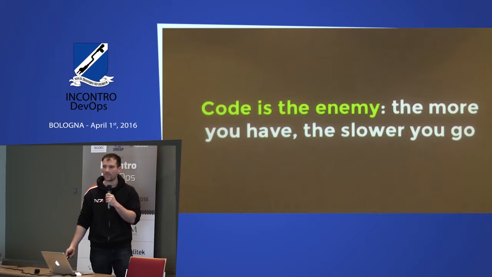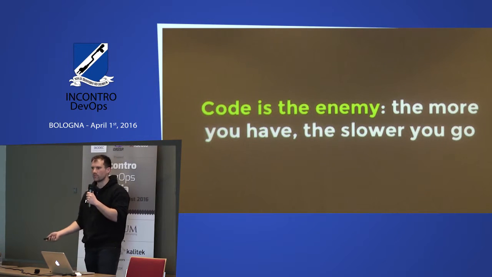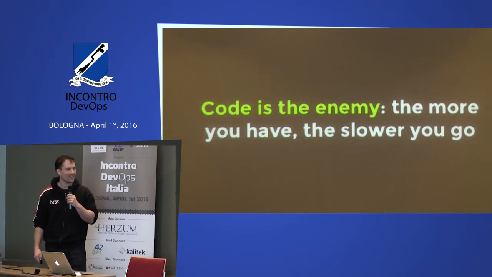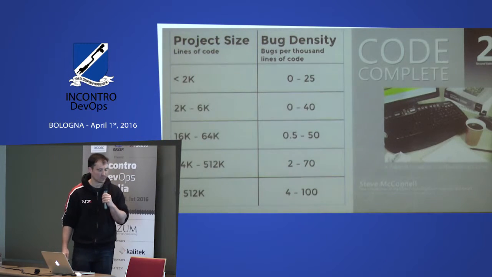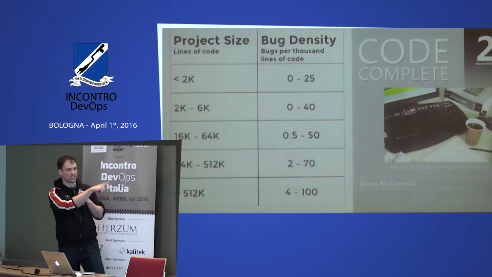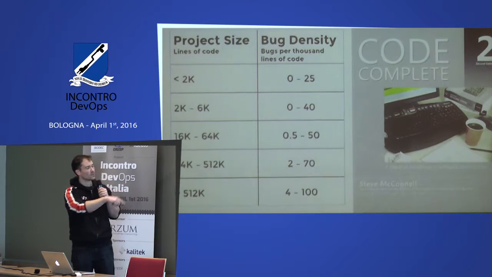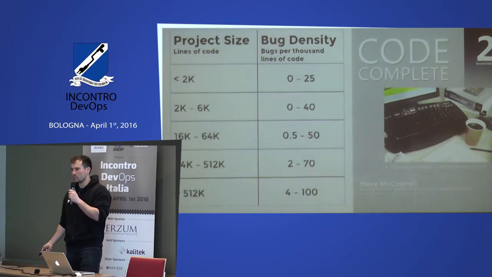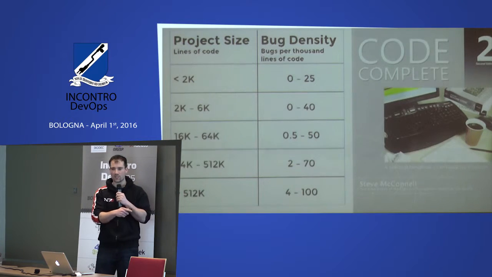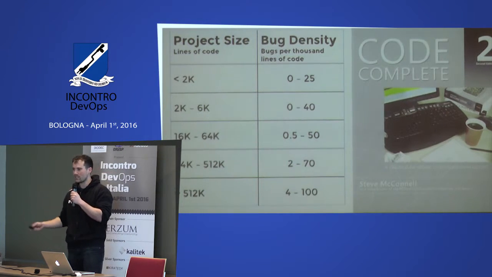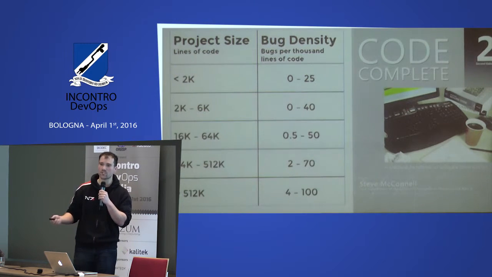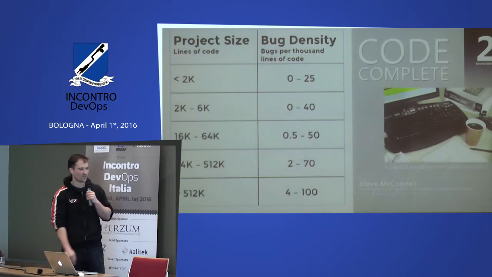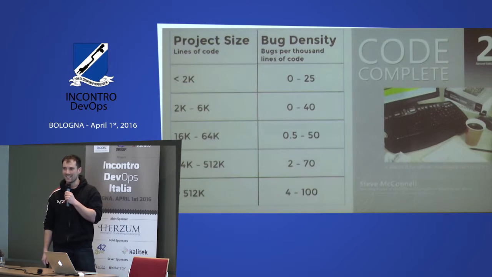Code is the enemy, which is a weird thing to say as a programmer. You probably think your job is to write code, but the reality is the more of it you have, the worse your life gets. This is a chart from Code Complete, and the column on the left shows the size of projects, lines of code, and the column on the right shows how many bugs per 1,000 lines of code. Now, obviously, as a project gets bigger, you expect it to have more bugs, but what this chart shows you is that actually the bugs grow faster than the project. So if you double the size of your code base, you might have 4 times as many bugs, or 8 times as many bugs. By the time you get over 500,000 lines, the bug rates could get to 1 bug for every 10 lines of code.